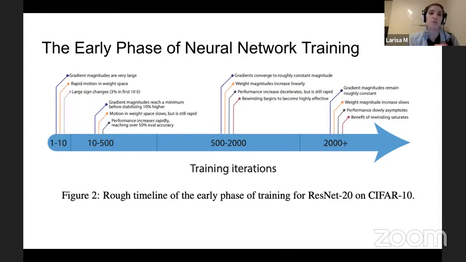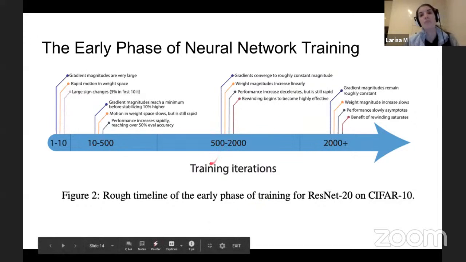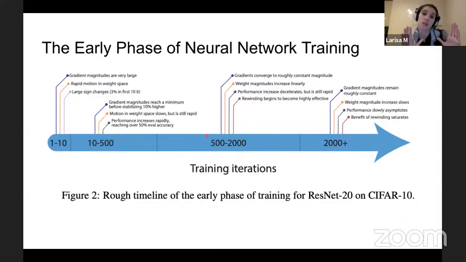At the next stage, between 10 and 500 iterations, your gradient is getting stabilized. Motion in your parameter space isn't that fast, but the performance of the model is growing really rapidly, and this is interesting. It's going to converge, and that's why your parameters are settling down at this stage. Then we go to the third stage. Here you already have roughly constant magnitude of your gradients, weight magnitude increases linearly, and your performance is still growing rapidly, but maybe not as much.